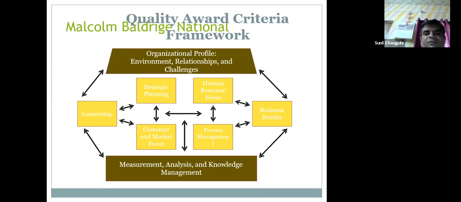Now, organization profile is relevant with leadership and measurement, analysis, and knowledge of management. Again, leadership is having interrelationship with strategic planning, customer and market focus, human resources, and process management. These all are having certain similarities with balanced scorecard. Balanced scorecard was also having certain points which are included in Malcolm Baldrige National Framework.